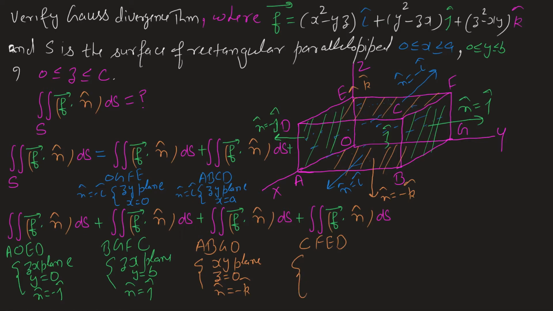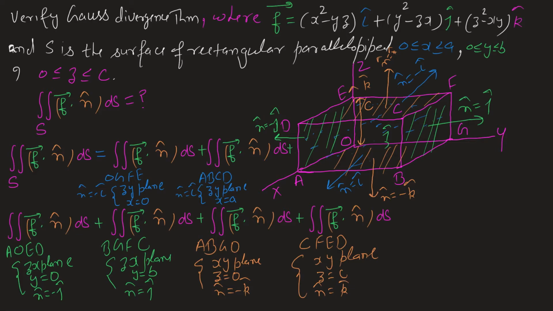Now for the third one, this one. If you draw the normal, n cap is equal to k cap. This is again the xy plane, and here z is equal to c. So this distance is c, and n cap here will be k cap.